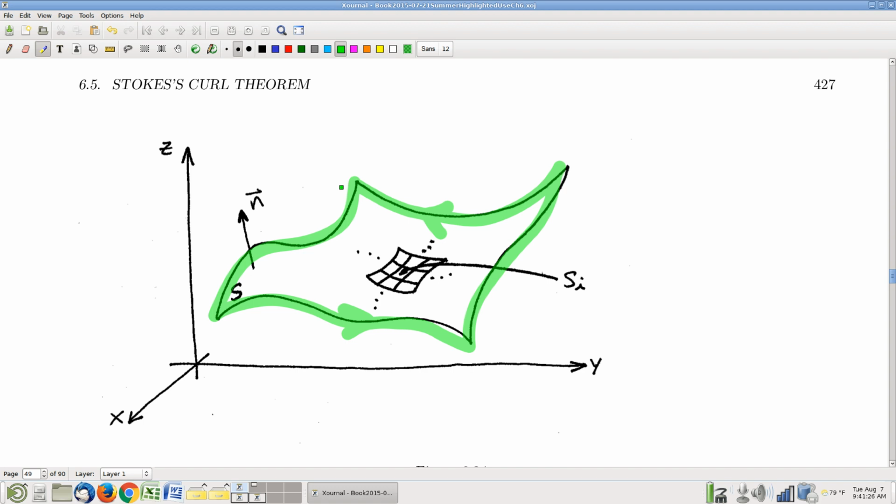Now notice my surface is oriented. Got a normal vector there. Recall that when you say boundary of an oriented surface, that gives you an orientation on that boundary curve. So I've indicated the orientation here, and remember the right hand rule. You point your thumb in the direction of the normal vector and look at the way your fingers swirl around, etc.